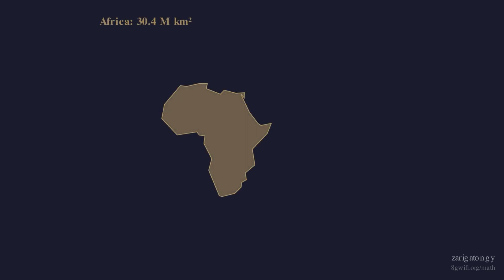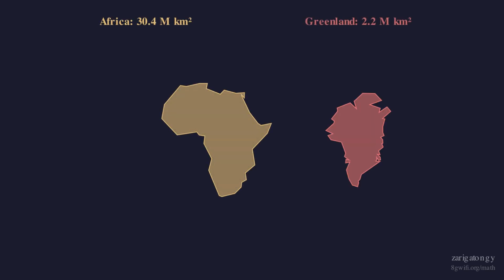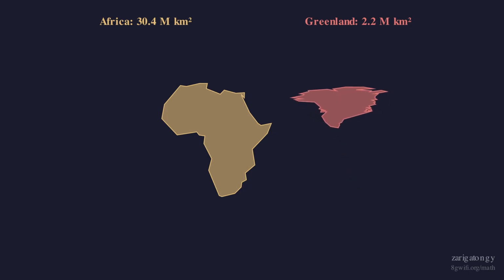Here's the truth. Africa is 30.4 million square kilometers. Greenland? Just 2.2 million. Africa is 14 times larger than Greenland. Watch Greenland shrink to its real size.